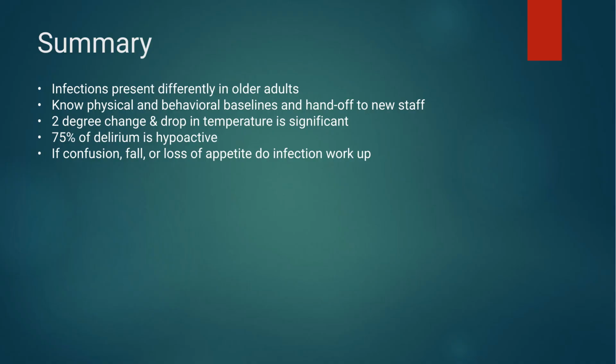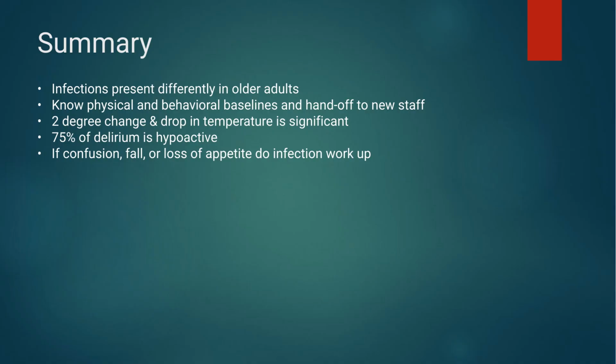In summary, it's important to realize that infections present differently in older adults, particularly in long-term care where they're frail. It's important to know what the baseline physical and behavioral characteristics of the patient are. If they run a basal temperature of 97 degrees, that's important because if it goes up to 99, that could represent a fever. Always let new staff or somebody who hasn't taken care of the resident know what those baseline features are. Somewhere in the chart there should be documentation of what the basal temperature typically is, and also what their baseline behavior may be.